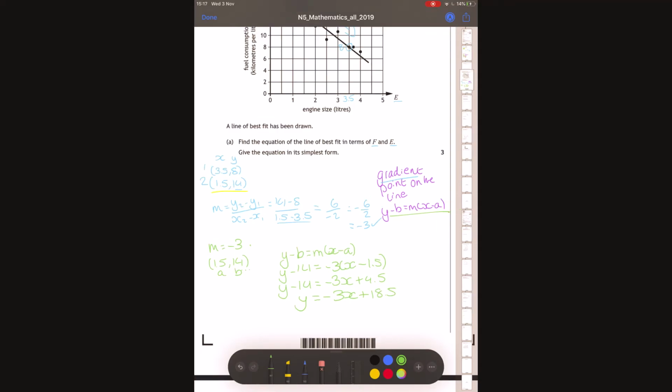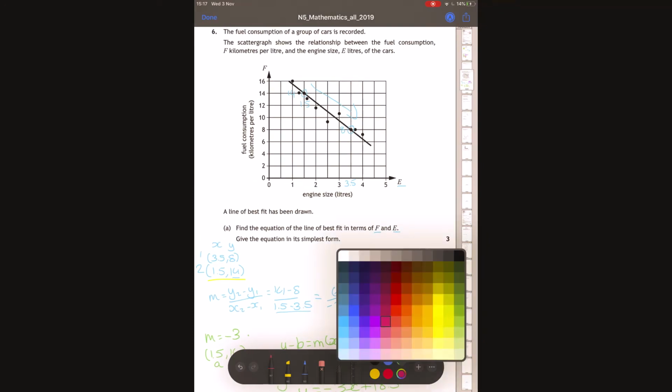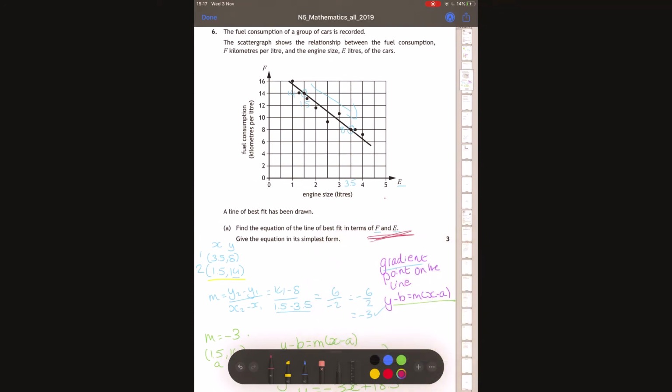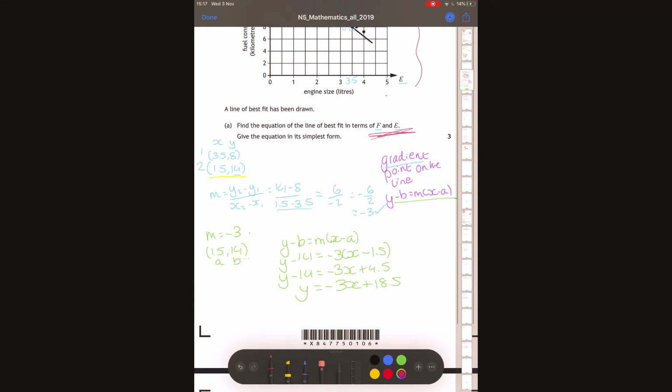Excellent, so we've got that, but don't forget, guys, they wanted it in terms of f and e, because there are no x's and y's in this. So then we just rewrite that. We know that our x is an e and our y is an f. So f is equal to negative 3e plus 18.5. And voila! That is your answer.